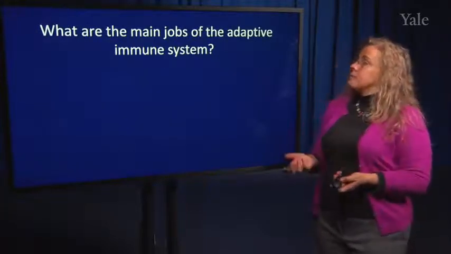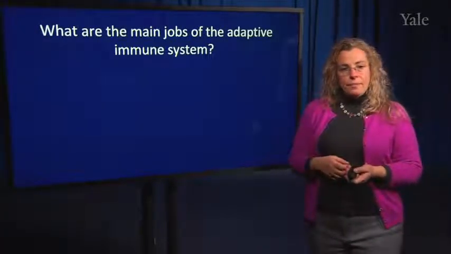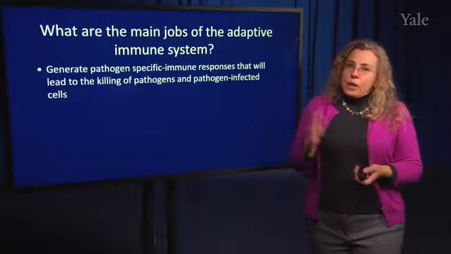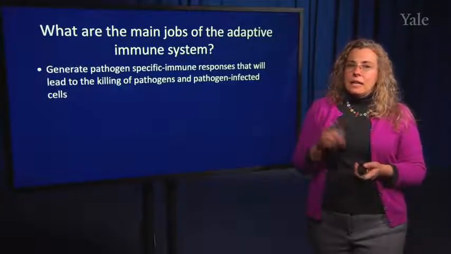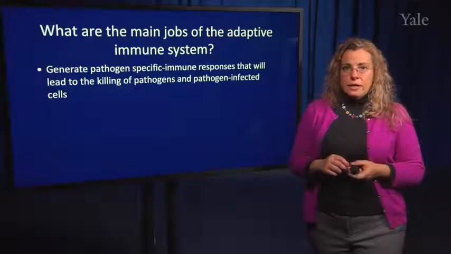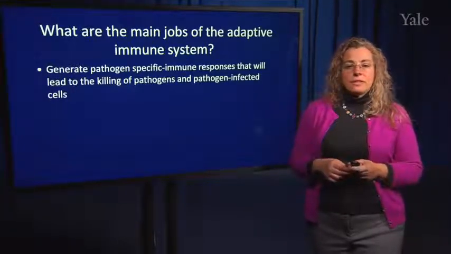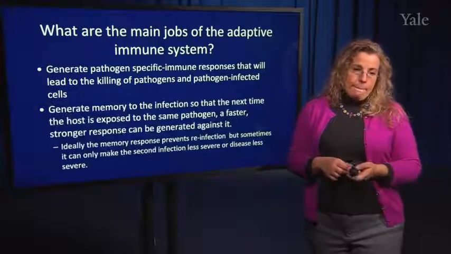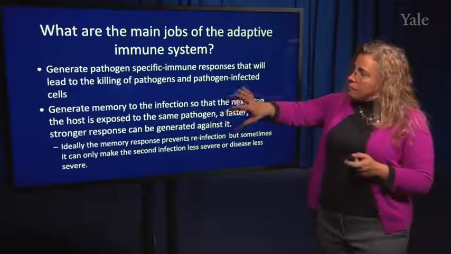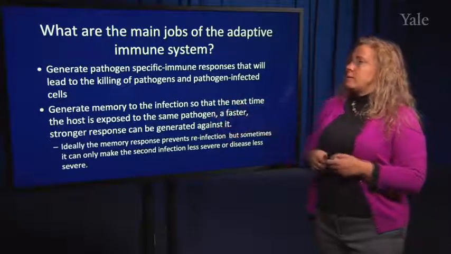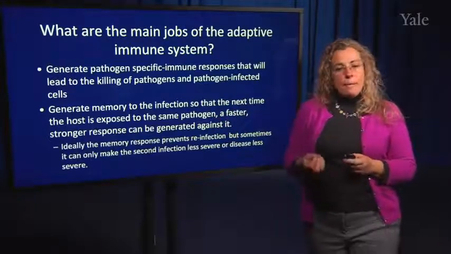So how about the adaptive immune system? What does it do? It's very good at killing pathogens, and it does it very, very specifically. It can distinguish between very closely related pathogens. And it's really the main benefit of the adaptive immune system to generate memory.